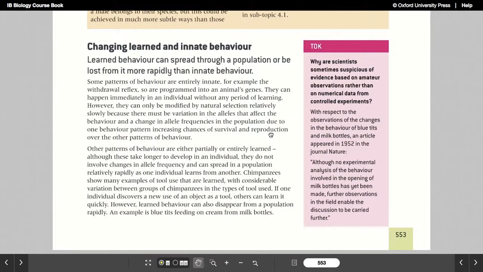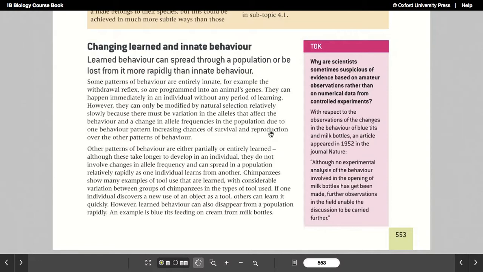And then we know that learned behavior can be spread and it can also be lost, and innate behaviors are more stable over time because they're genetically based. Learned behaviors then have to be passed down directly from parents to offspring through teaching. And if they're not, that's why they can be easily lost.